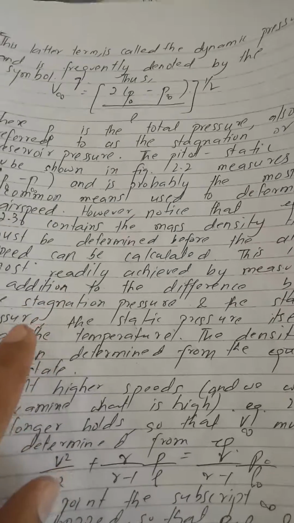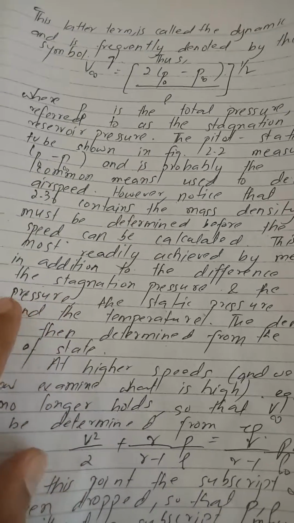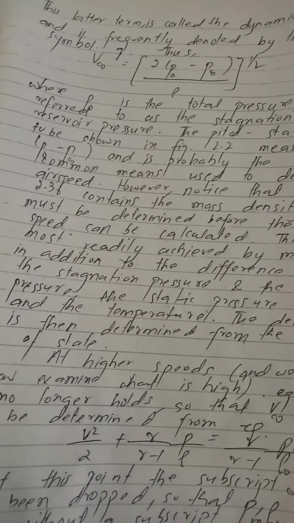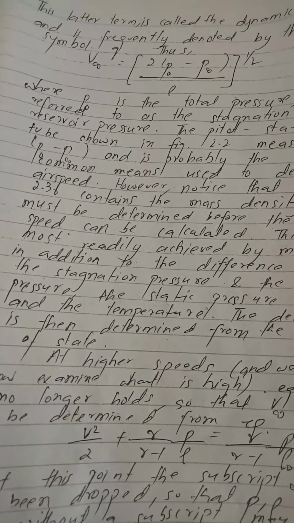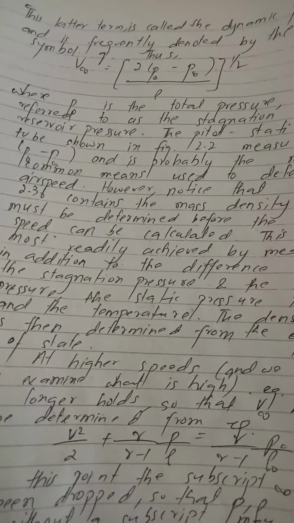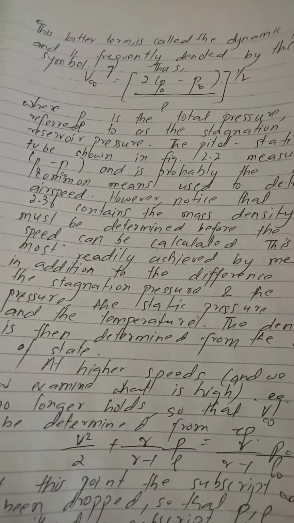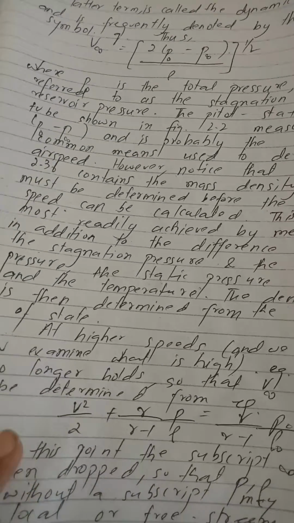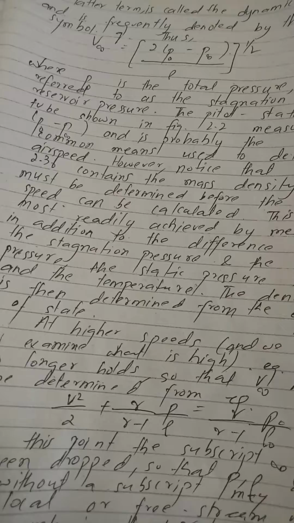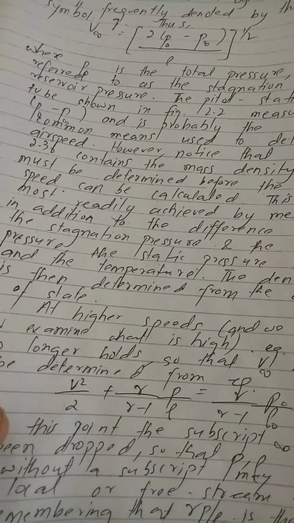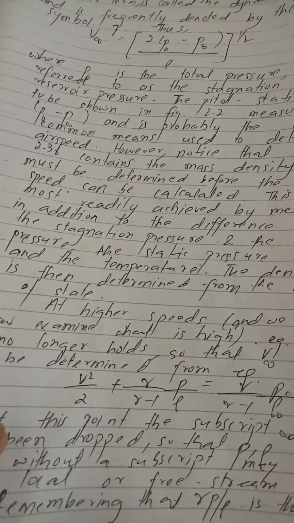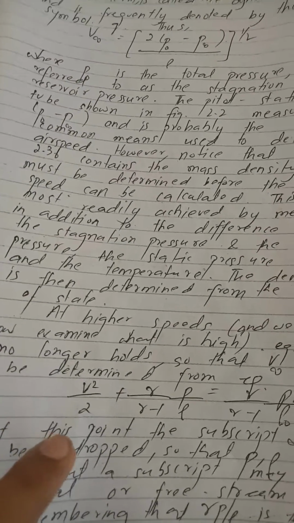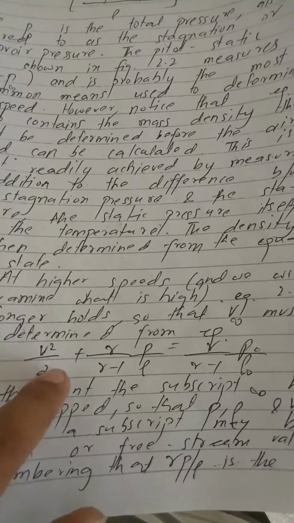This one contains the mass density that must be determined before the airspeed can be calculated. This is most readily achieved by measuring, in addition to the difference between the stagnation pressure and the static pressure, that is p0 minus p infinity, the static pressure itself and the temperature. The density is then determined from the equation of state. At higher speed, and we will now examine what is high, the equation no longer holds, so that V infinity, the free stream velocity, must be determined from the equation which is this one.